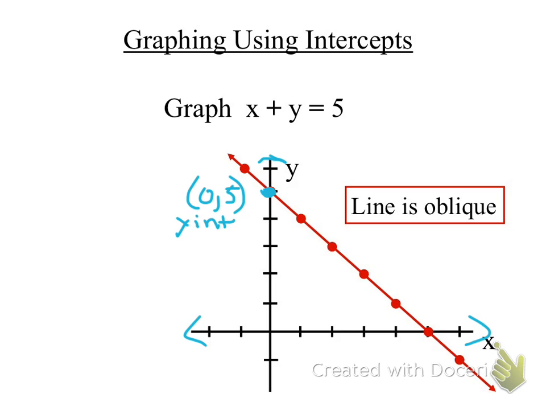The next one right here, what's the ordered pair? And that is on what axis? The x-axis, so that is which intercept? Where the linear equation meets the x-axis is called the x-intercept. We're going to learn to graph using x and y intercepts.